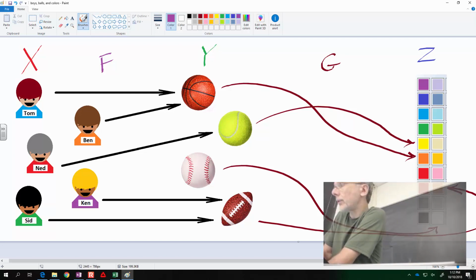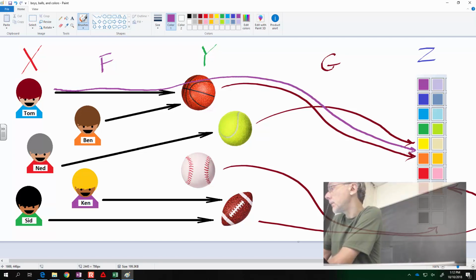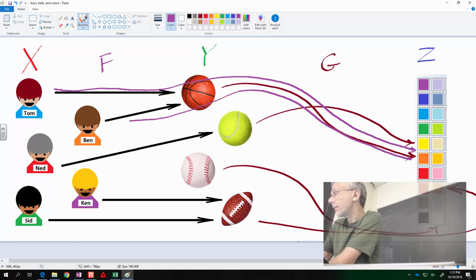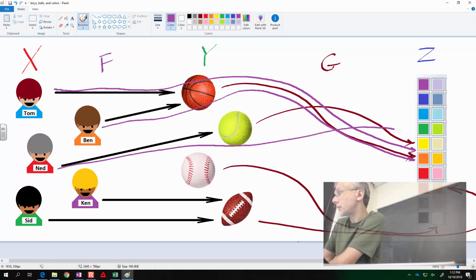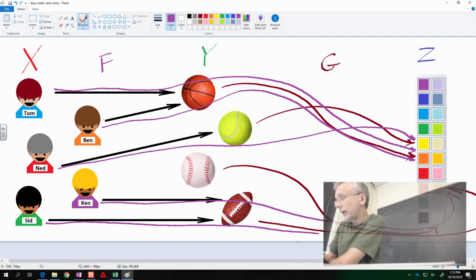If I start with Tom, and he likes the ball of what color? Orange. Okay. Ben likes the same. Okay, and then on and on. Ned likes yellow. So at this point, there is no need to remember about the balls anymore. Well, or at least in a minute. Sid and Ken both like brown. Okay. So one function and the other function combined together. What have we created? We created a new function.